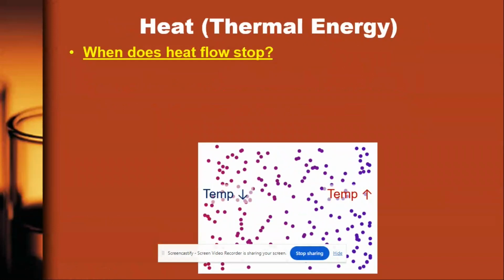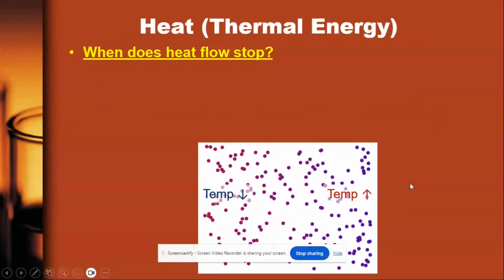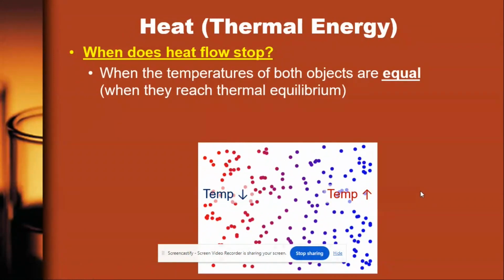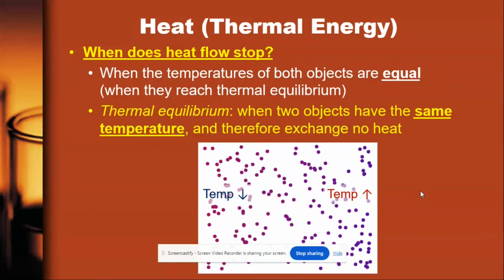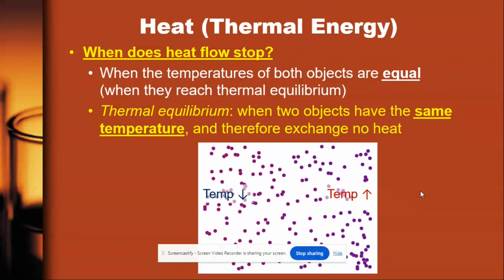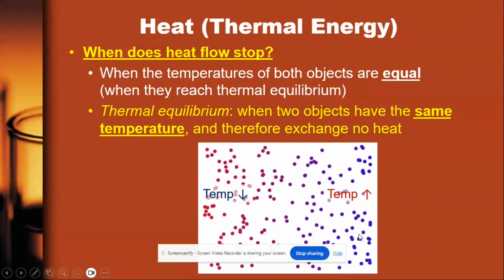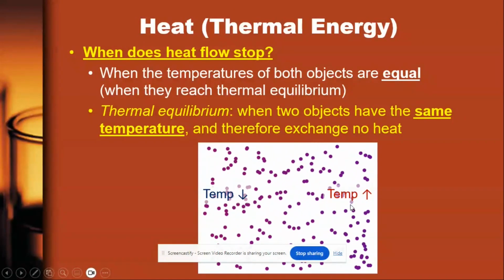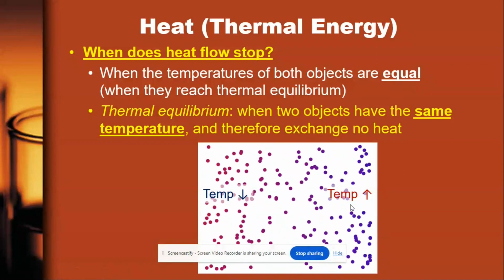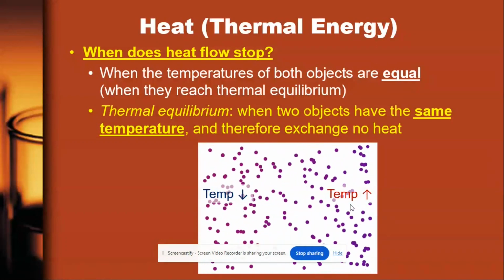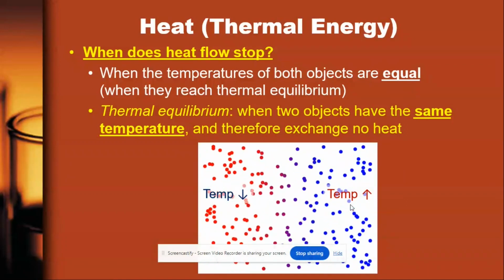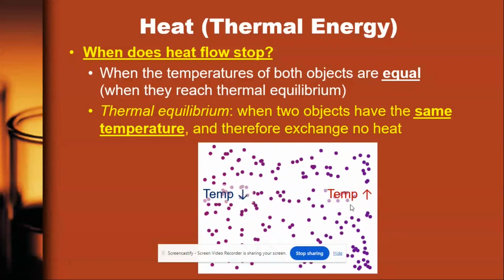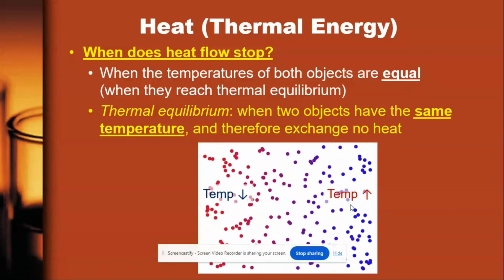The last question about this is, when does this heat flow stop? Probably not surprisingly, you can understand that the heat flow stops when the temperatures of both objects are equal. And this condition is called thermal equilibrium. Obviously, when the temperature of the warm object decreases, the temperature of the cooler object increases. They're going to reach a constant temperature, the same temperature. And as we stated before, if they have the same temperature, there can be no more exchange of heat. So thermal equilibrium is a specific condition whereby two objects have reached the same temperature and therefore they no longer exchange heat between them. That's what thermal equilibrium is called.